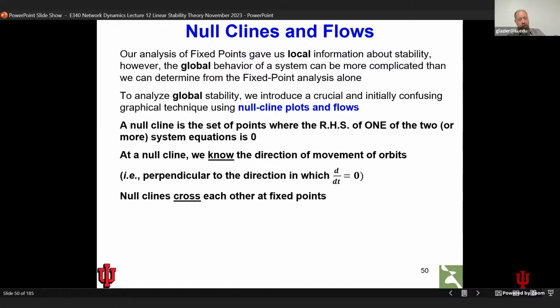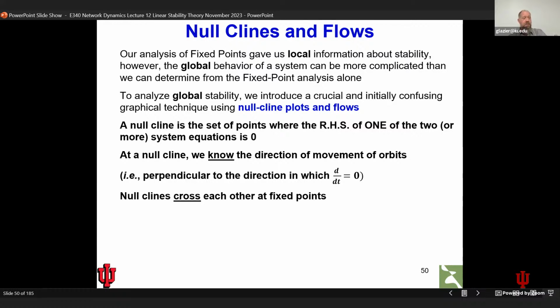Now, why would you like this? The main reason you like null clines is not so much for analytic calculations or even for numerical calculations. It's really to give you a graphical way of understanding the global, not the local stability, but the global stability of the system.